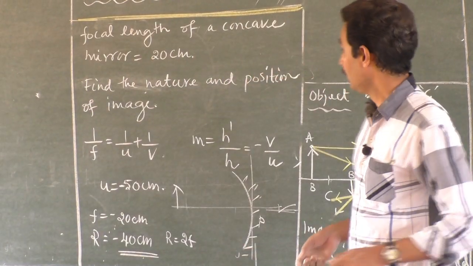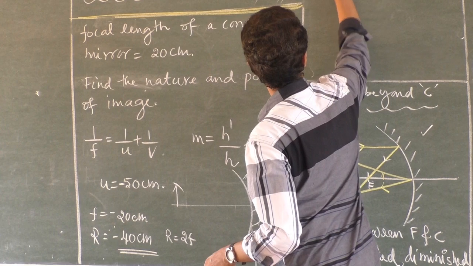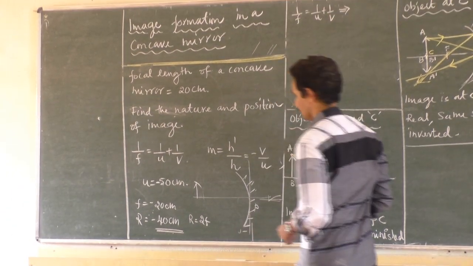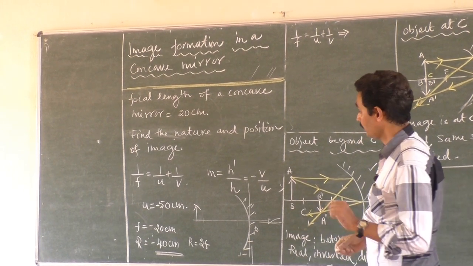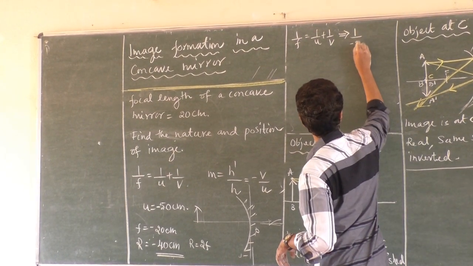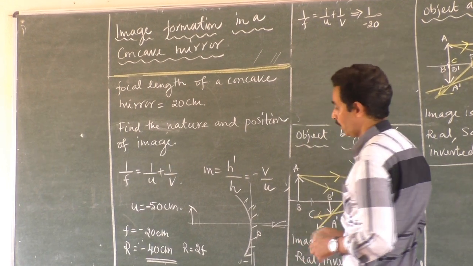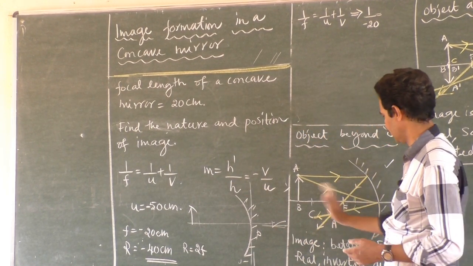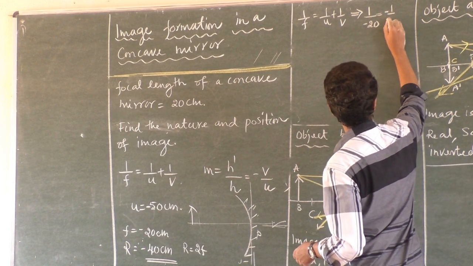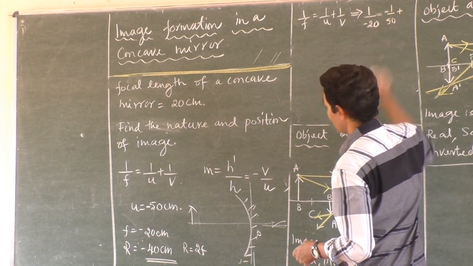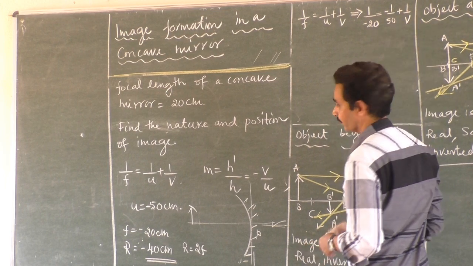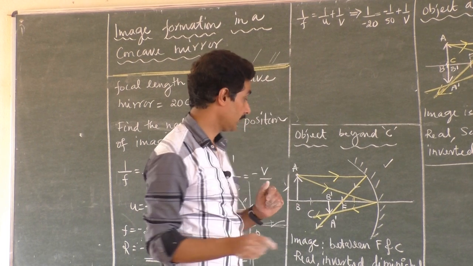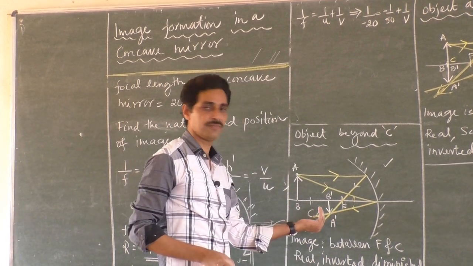We will apply the formula 1 by f equal to 1 by u plus 1 by v. That implies, keep on writing, 1 by minus 20 equal to 1 by u. Where is u? u is minus 50. All the things come on the left hand side. So minus 1 by 50 plus 1 by v, that we don't know. Now v should also come with the negative sign. Can you tell me why? The image is also on the left hand side.